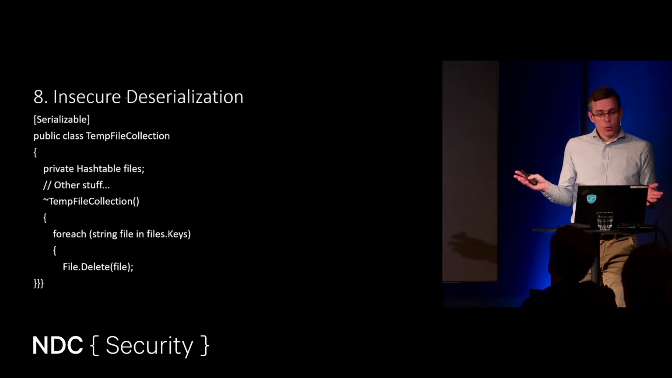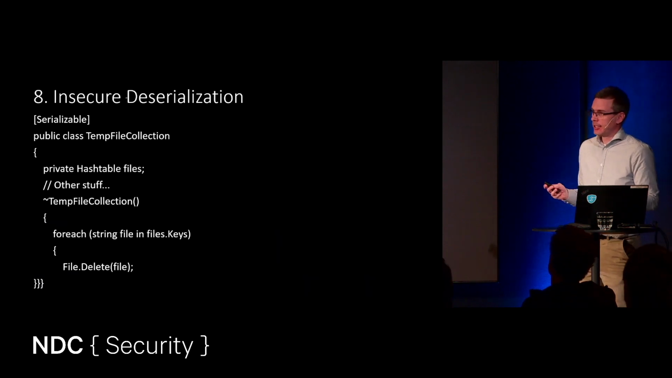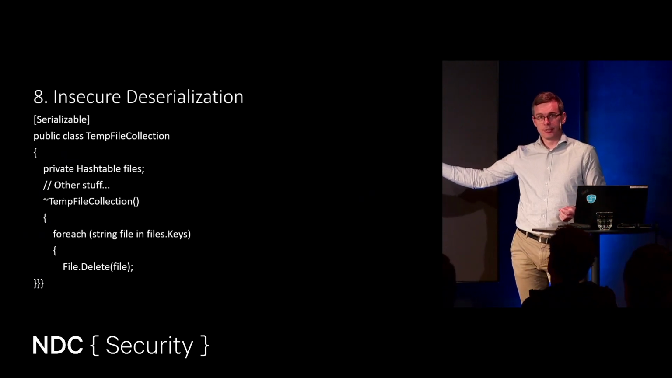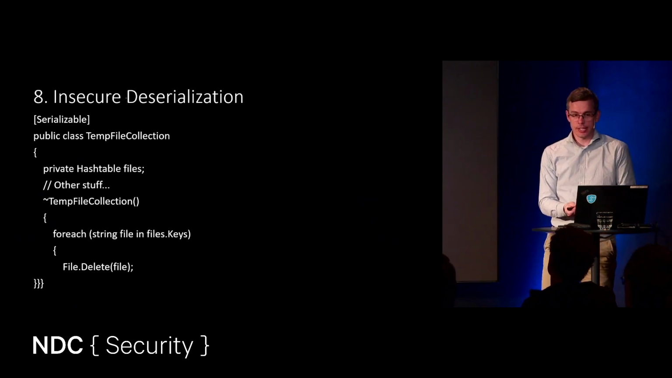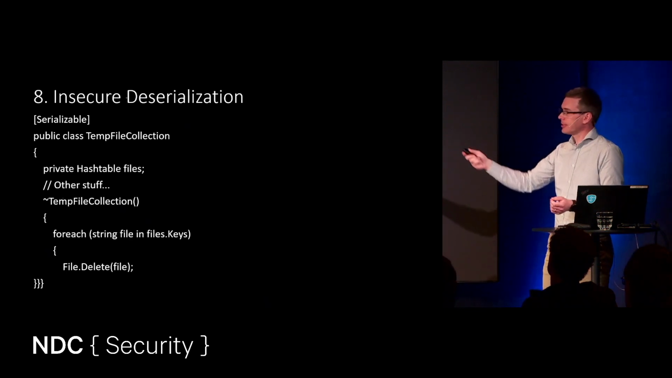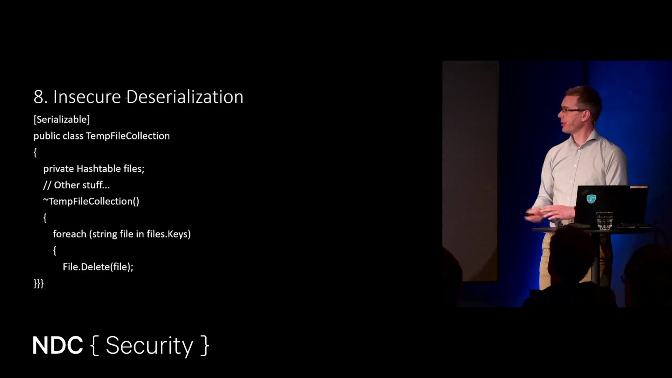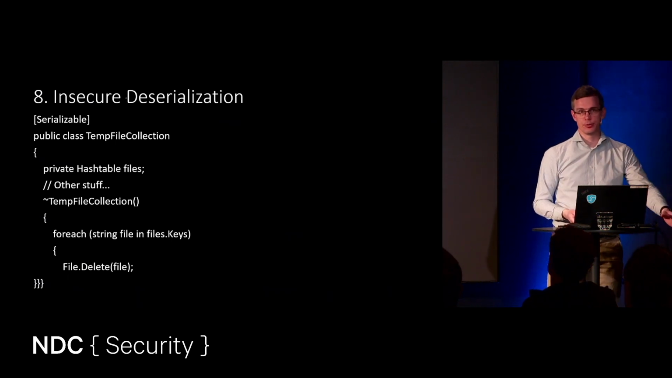What if I can send in a JSON object that gets deserialized into a TempFileCollection instance, and I send in arbitrary file names that I know are critical to a Windows system? Then when that object is destroyed, it would delete those files.